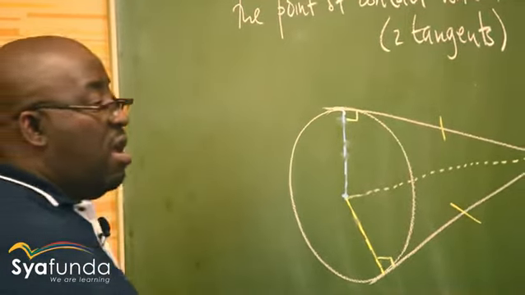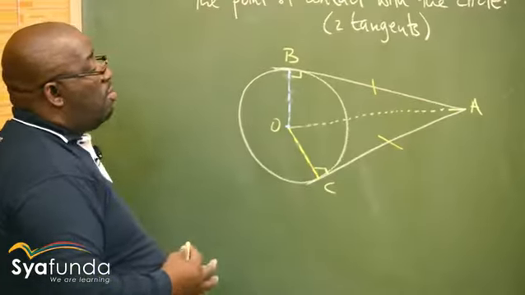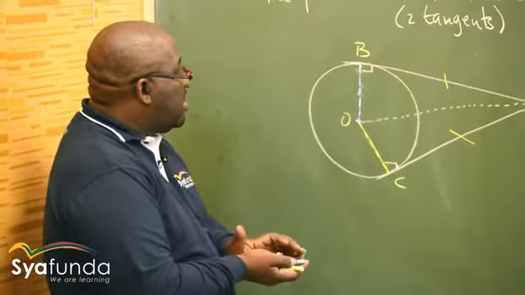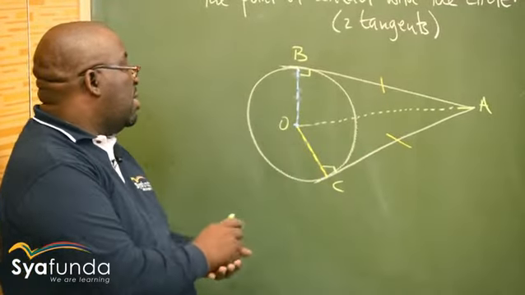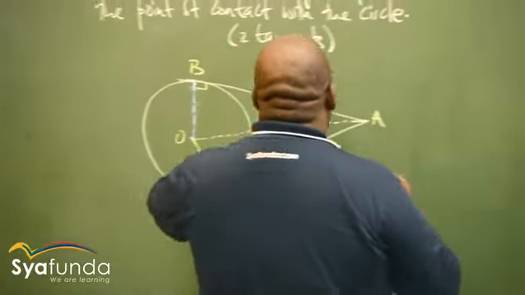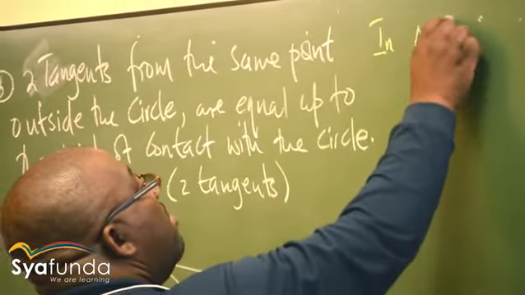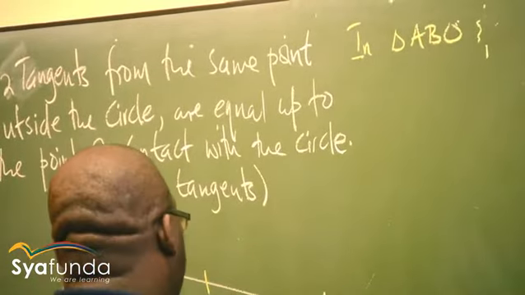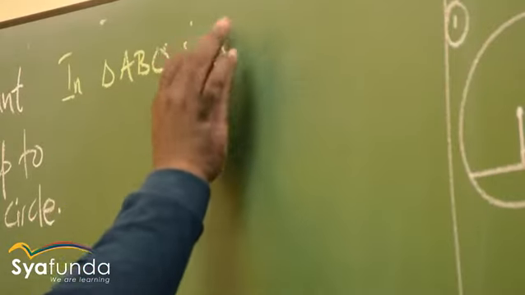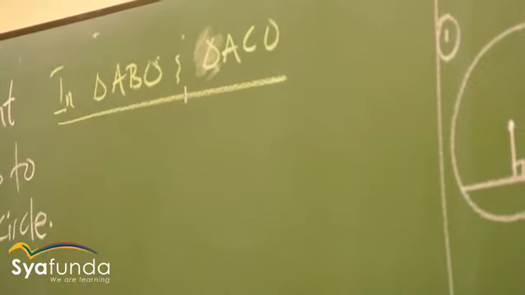Now, if this is A, B, C, let's call this O. We've got two triangles there: this triangle and this triangle. Remember, we want to prove that this one is equal to that one. We are going to have to prove congruence between the two triangles. Between this triangle, let's call it ABO, and triangle ACO. I'm going to prove that the two triangles are congruent.